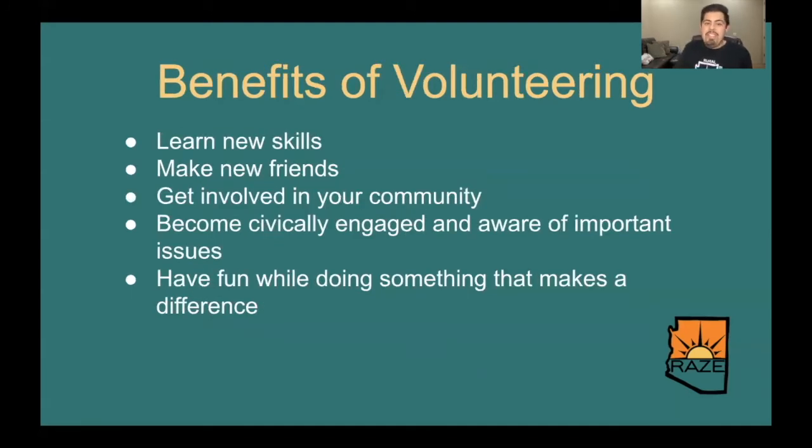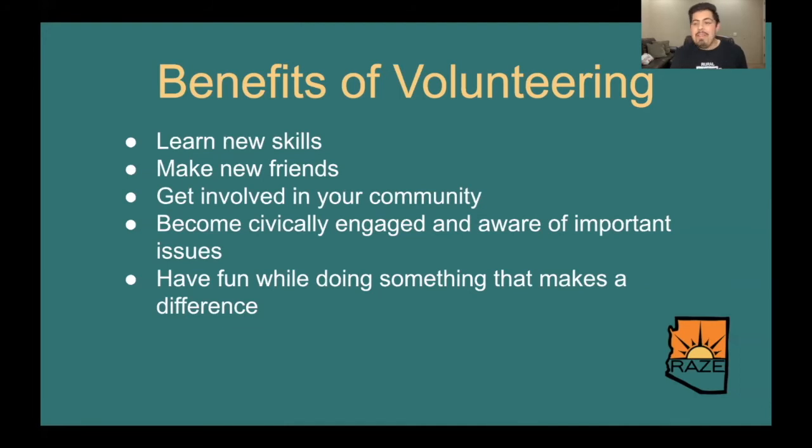Some benefits of volunteering. You learn new skills. I think one of the best things you can learn is to boost up your confidence. When I first volunteered for a campaign, it was the first time I really spoke to a lot of random people about specific issues, and it personally really helped me boost my confidence and helped me speak to people about important issues.